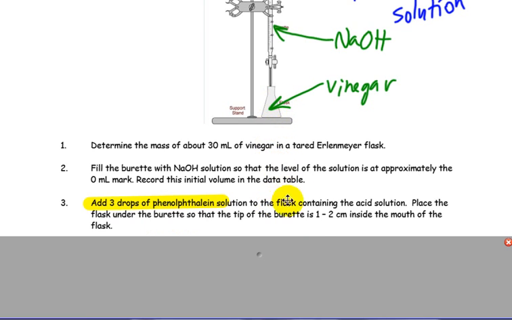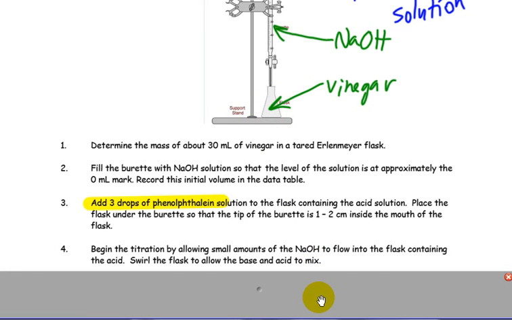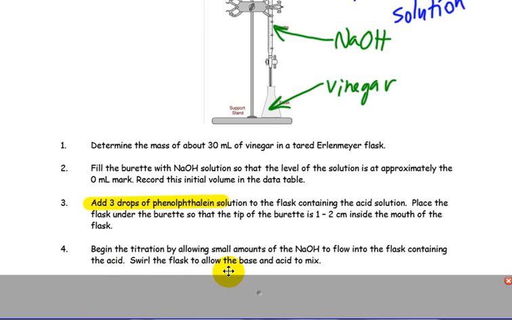Place the flask under the burette, and then you can lower this burette in here a little bit so that the tip is somewhat in the flask, to avoid splashing. Begin the titration by adding small amounts of NaOH to flow into the flask containing the acid. Swirl it around with your hand to make it mix in. You may want to put a piece of white paper underneath. It's easier to see the color change.